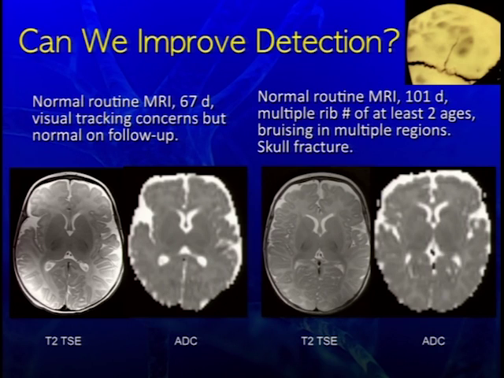This one was read as a normal MRI at about 100 days, so close in age to this one, but there were multiple rib fractures of at least 2 ages, bruising in multiple regions, and here this linear skull fracture. So the MRI was performed to see if there's evidence of parenchymal brain injury. And again, the diffusion looks normal, the T2 weighted imaging looks normal.